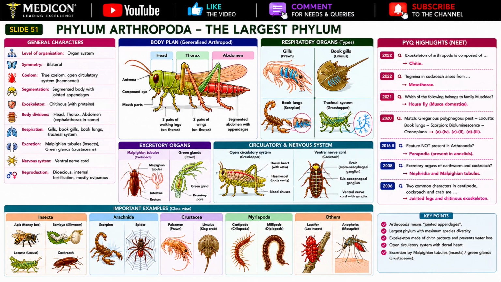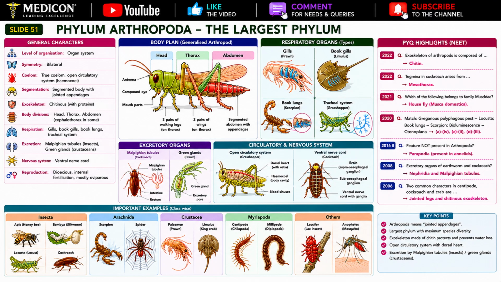Important examples here are Insecta: Apis, honeybee; Bombyx, silkworm; Locusta, locust; and cockroach. Arachnida: scorpion and spider. Crustacea: Palaemon, Limulus, prawn and king crab. Myriapoda: centipede and millipedes. Others are Laccifer, lac insect, and Anopheles mosquito.